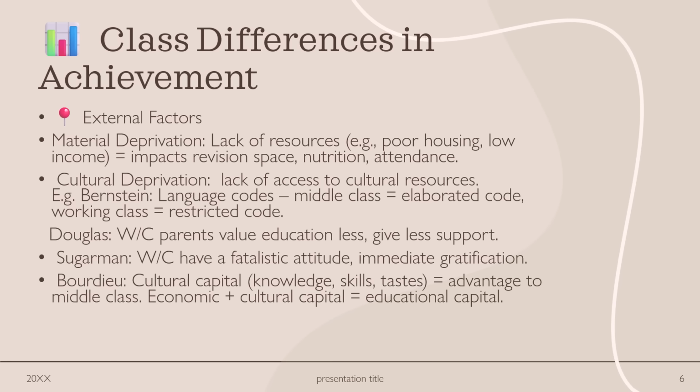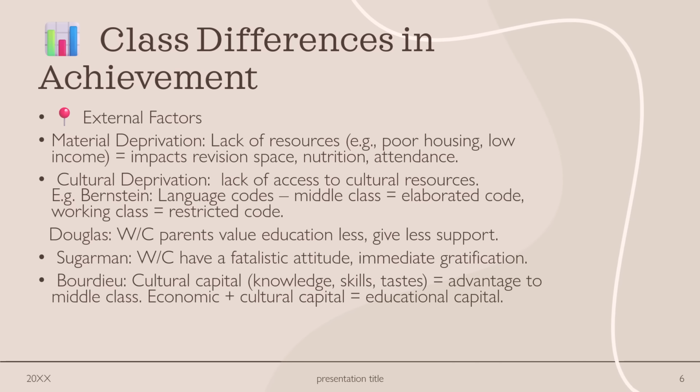We're looking at external factors first. So you've got material deprivation, basically a lack of resources that the working class might have, and this could put them at a disadvantage. An example is they might not get proper nutritious foods at home, which could make them feel more ill generally, because you're not eating the right foods, makes you miss more days, and makes it harder for you to keep up with the students with good diets who are going in all day.